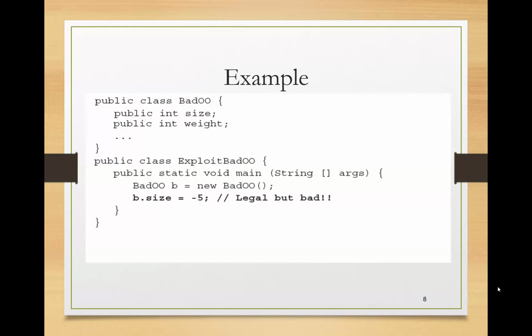Therefore, here this is a bad example. You can see here the size and weight variables can be accessed using the dot operator and be changed using the dot operator.